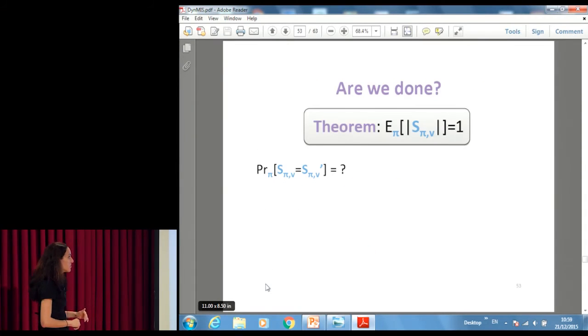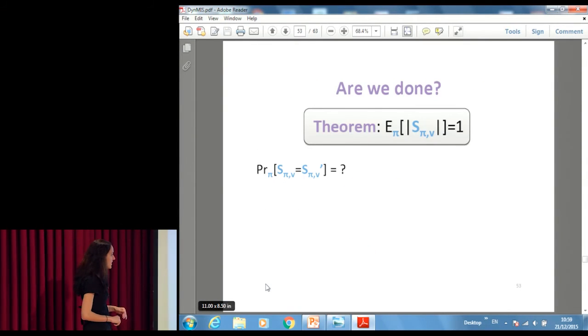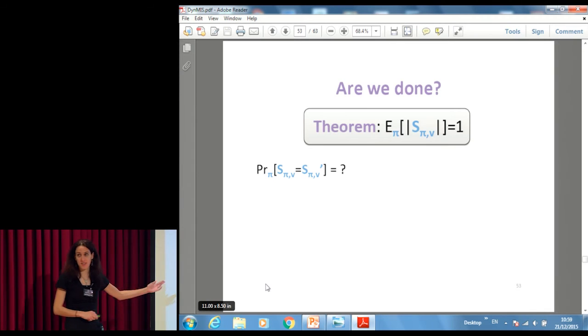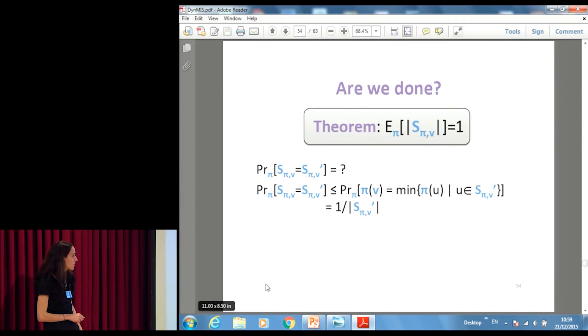Now let's wrap up. I claim that we're done. What is the probability that S is equal to S prime? Well, it's the probability that V is really the lowest order among all of S prime. And if I take a random permutation, I take a set of size 10, and I take a particular element, what's the probability that it's the smallest one in that set? It's 1 over 10. Okay? I'm lying here.